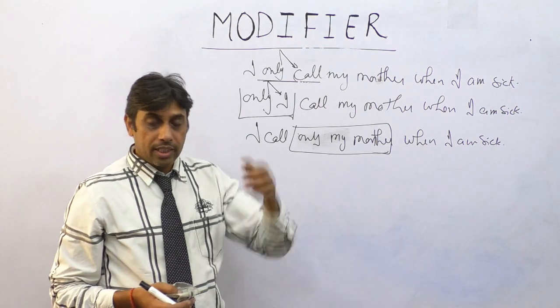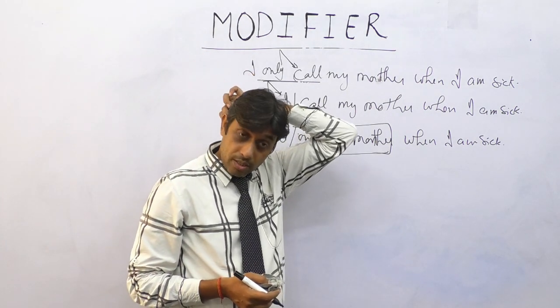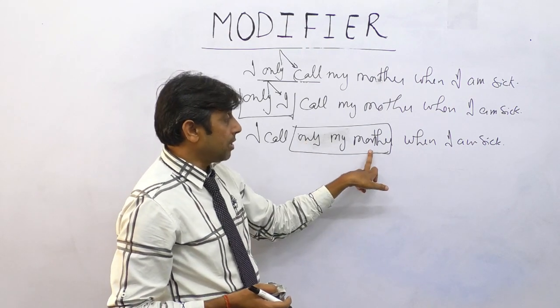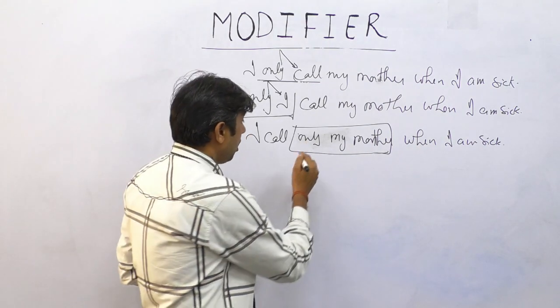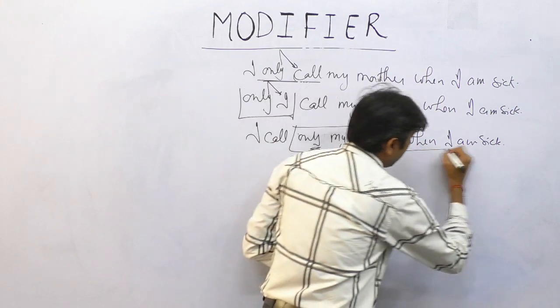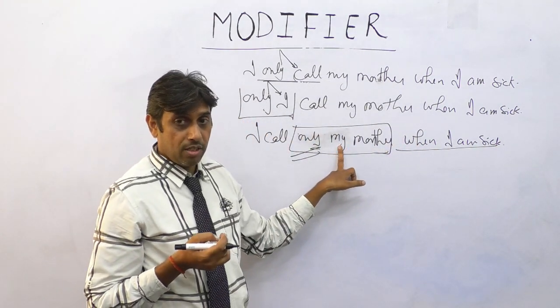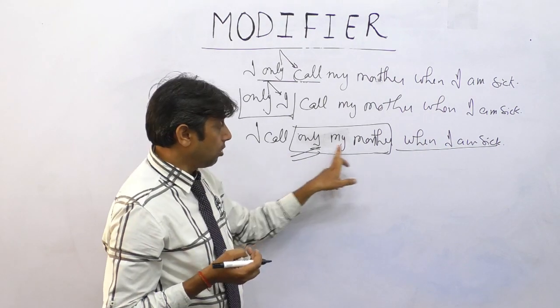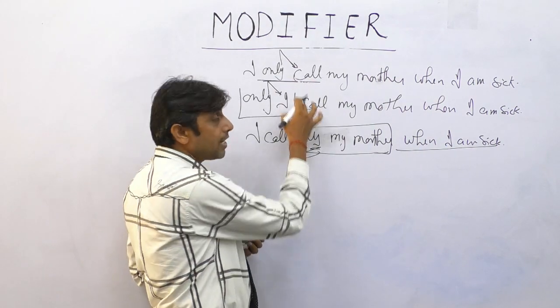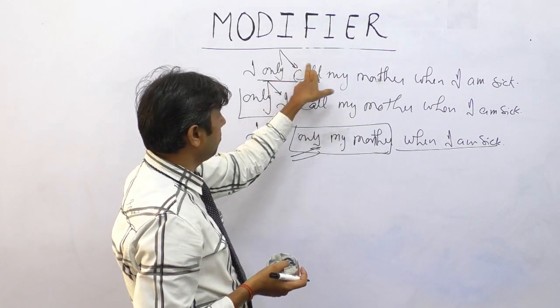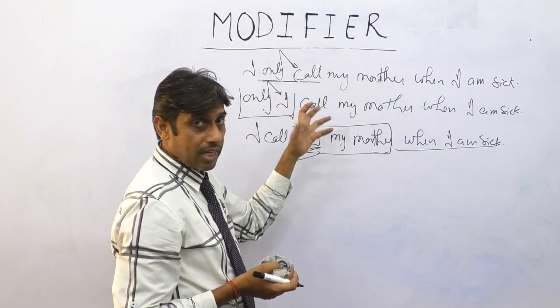It's like the connections to use in time situations. Correct? So I call only my mother when I'm sick. So there are no other relatives. Whenever I am sick, I call only my mother, not my father, not my brother, not my sister. So these words are the same, just changing the place of one adverb changes the meaning of the sentence.